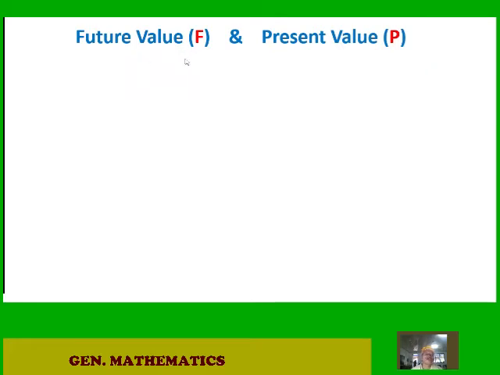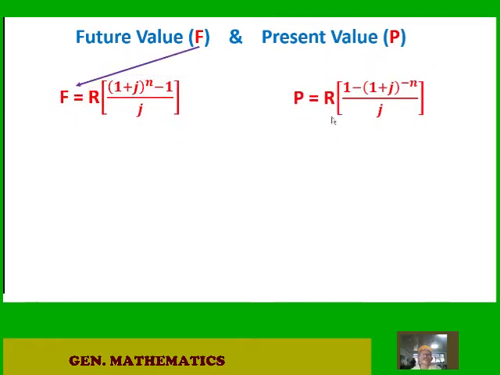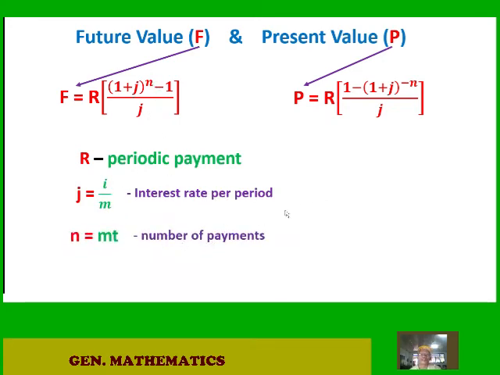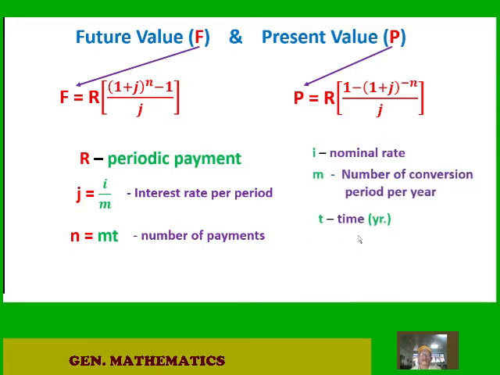Okay, for the formula of future value and present value. R is the periodic payment, J is I over M, the periodic rate per period, N is the number of payments or total number of conversion periods. I is the nominal rate, M is the number of conversion periods per year, T is the time in years.